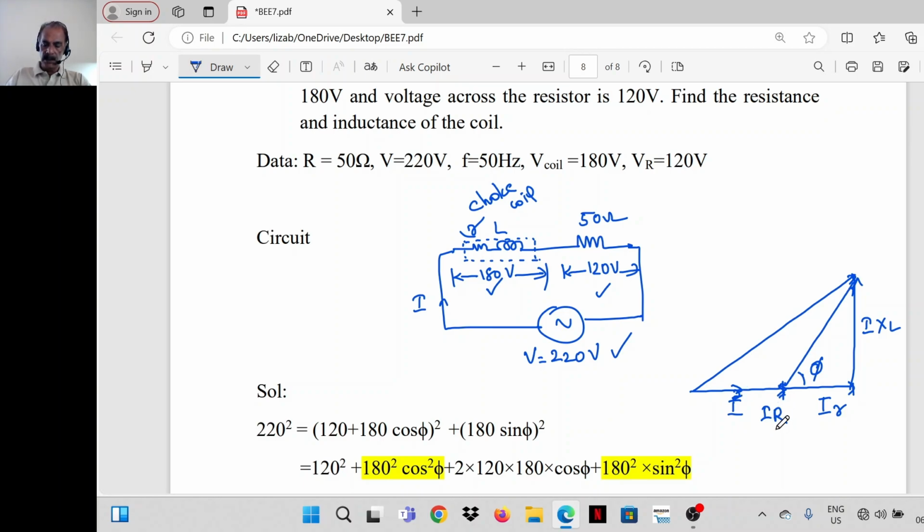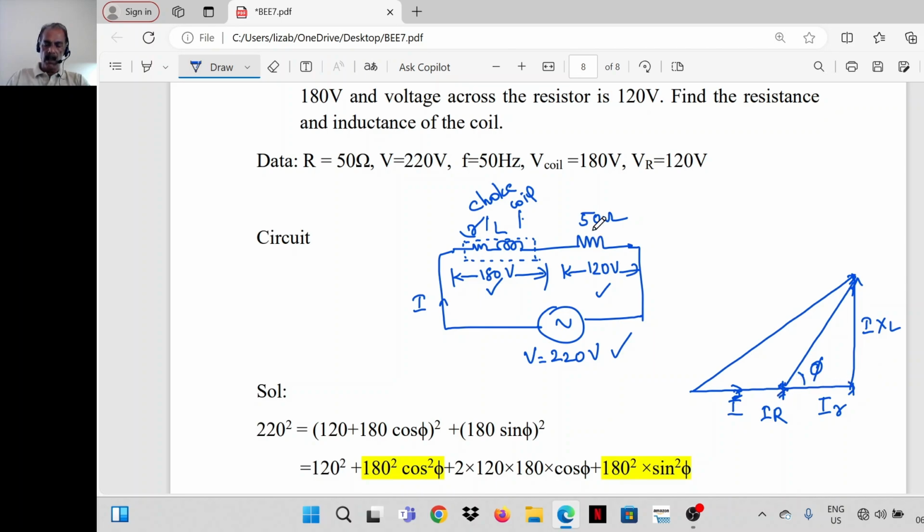So this is I into 50, because the value of R is 50. This is I into small r, where r is the resistance of the choke coil, which we have to find out. Then I into XL is the voltage across the inductor alone, or the inductance of the choke coil alone. That is leading the current by an angle of 90 degrees.